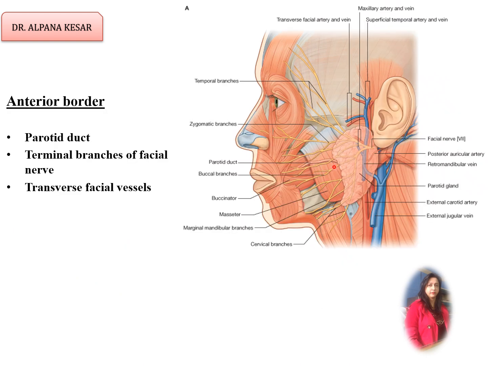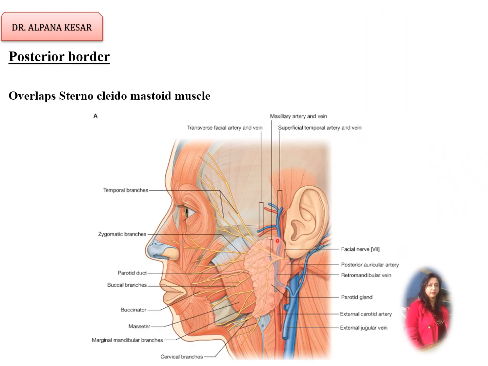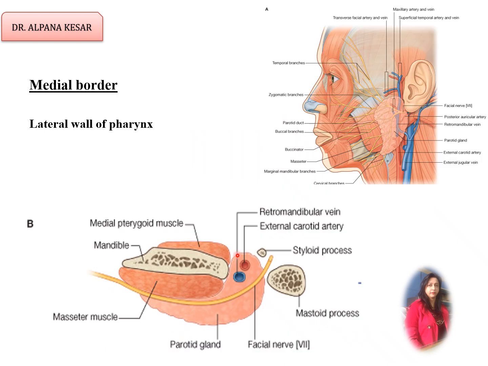This is the parotid duct, which is related to the anterior border. To the anterior border is also related the terminal branches of the facial nerve and the transverse facial blood vessels. Posterior border, which is this, overlaps the sternocleidomastoid muscle. This is the medial border and it is related to the lateral wall of pharynx.